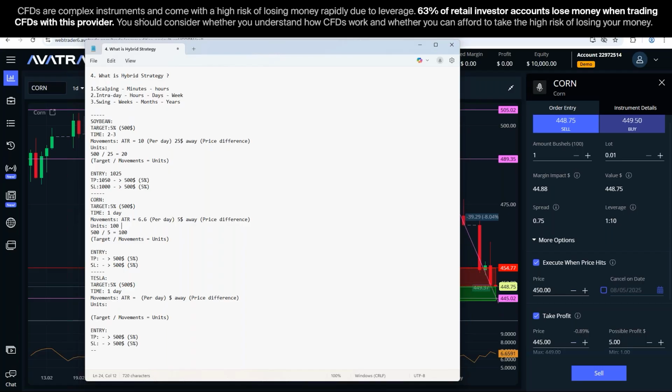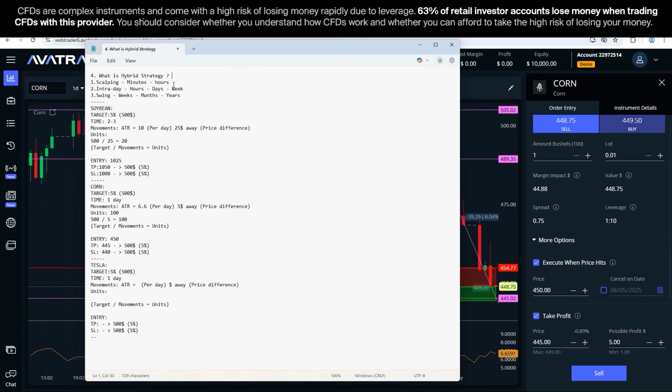Okay, great. And the units necessary for that is 500 divided by 5, which comes down to 100. We don't need a calculator for that, right, guys? And then we've got both take profit and stop loss, 445, 440, and entry 450. Excellent. Great. And great, okay. We've got it discovered. So we've got all of this position.